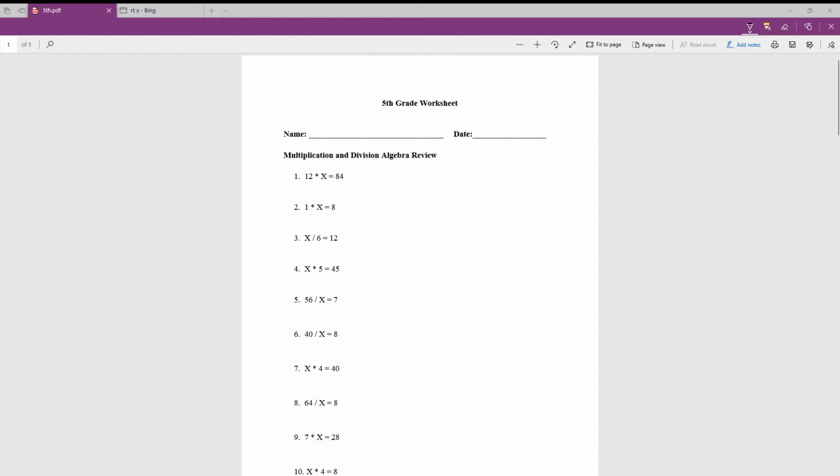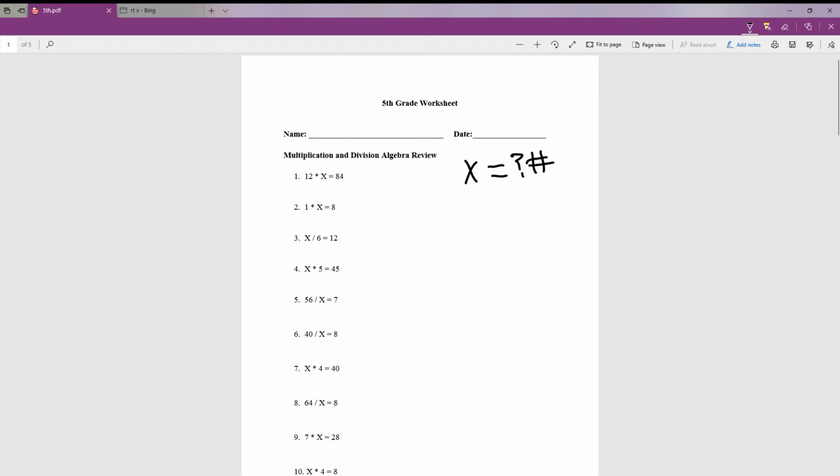So starting off, we have multiplication and division algebra review. Here we're going to be working with variables. What you want to do here is solve what the variables represent. So x equals what? What number?